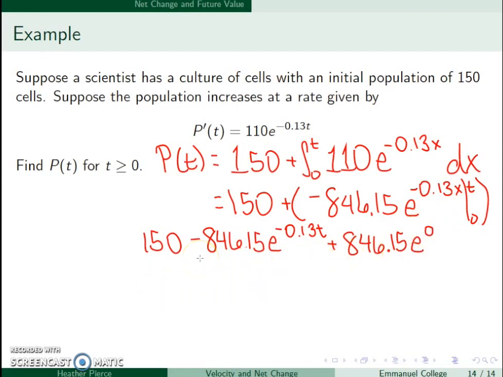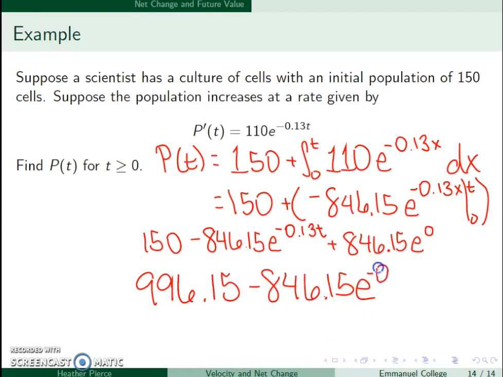Anything to the 0 power is 1. So that term just becomes 846.15. When I combine that with my 150, I get 996.15 minus 846.15 e to the minus 0.13t.